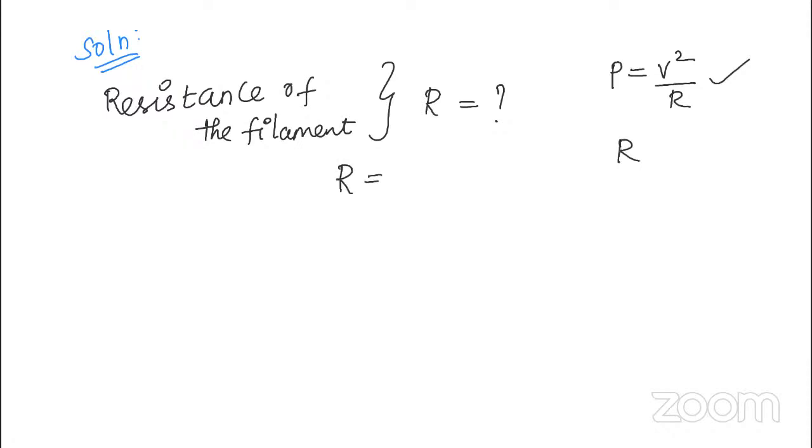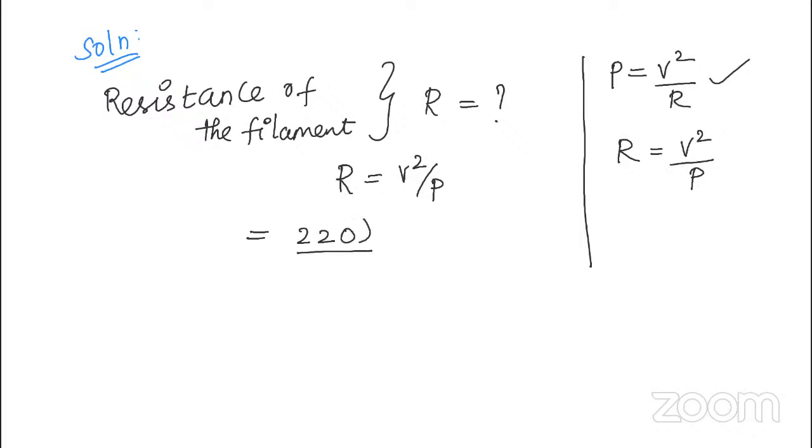So for the R value, how can we write it? It is V square by P. Okay, so substitute the values here. In that problem they are given the values for P and V. So V value is 220 divided by the whole square, divided by the value of P, which is 60. Okay, so 220 into 220 divided by 60.